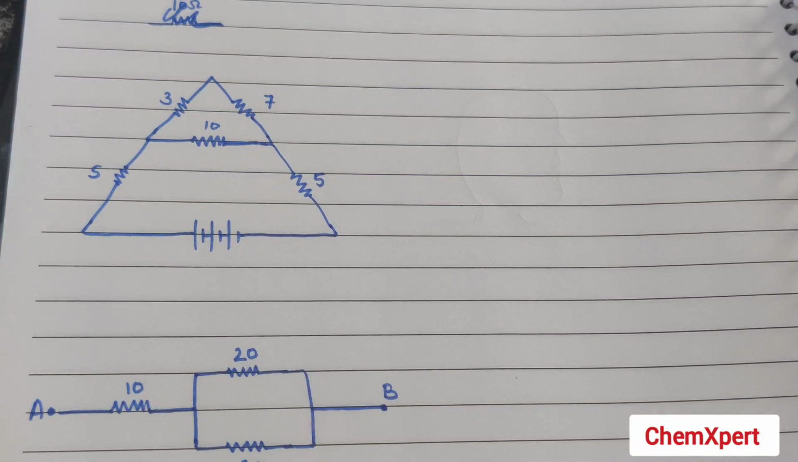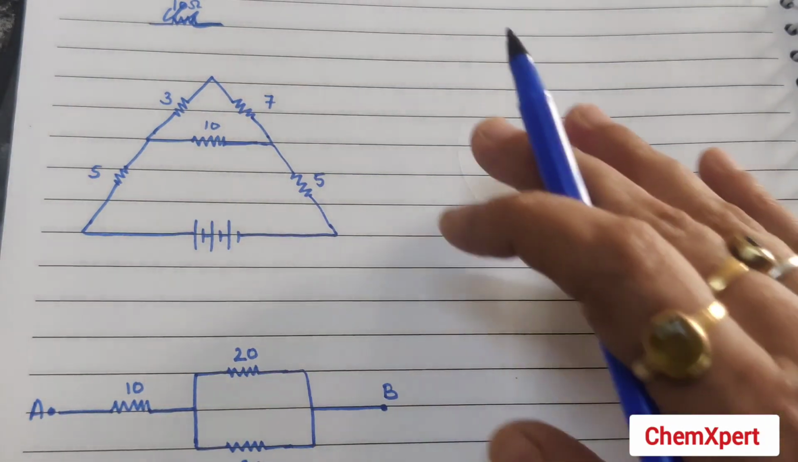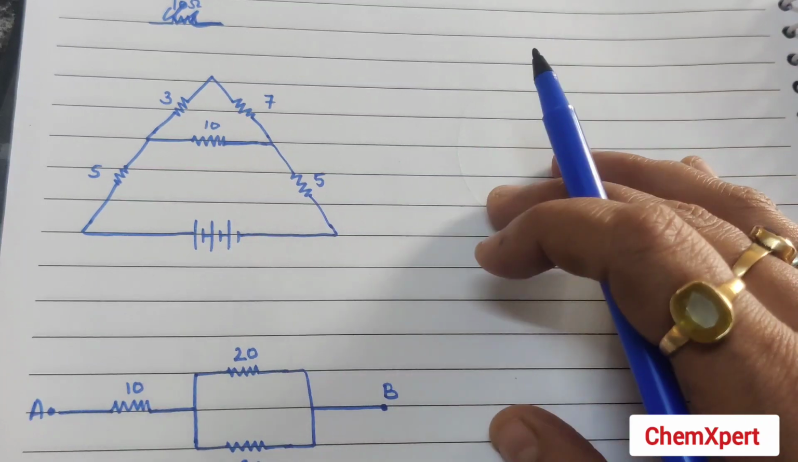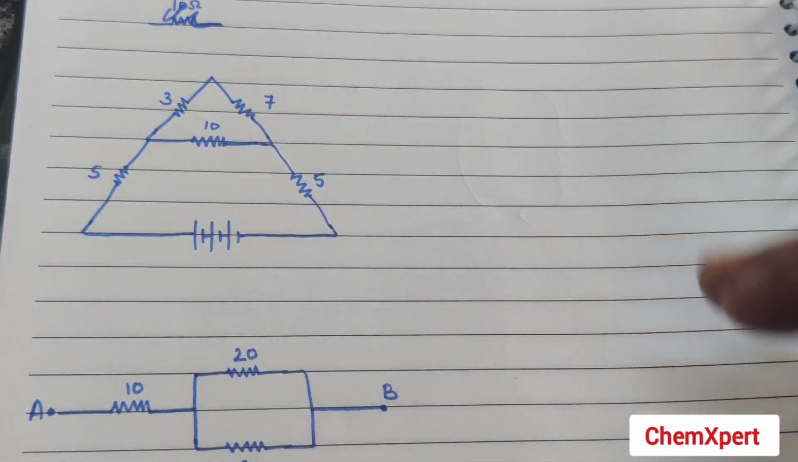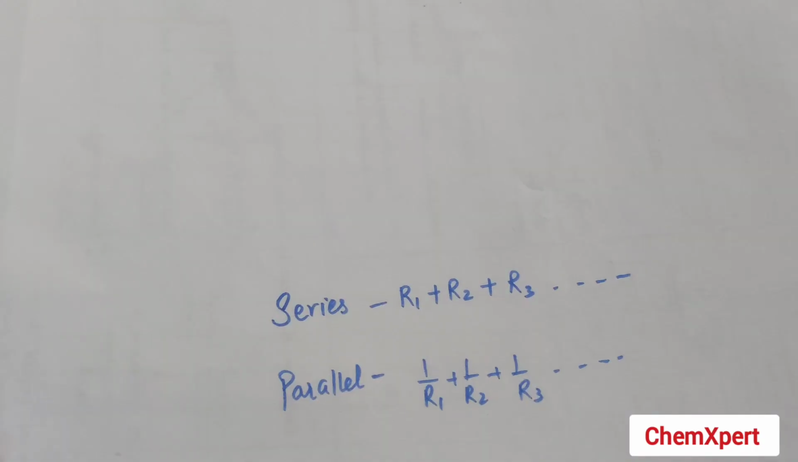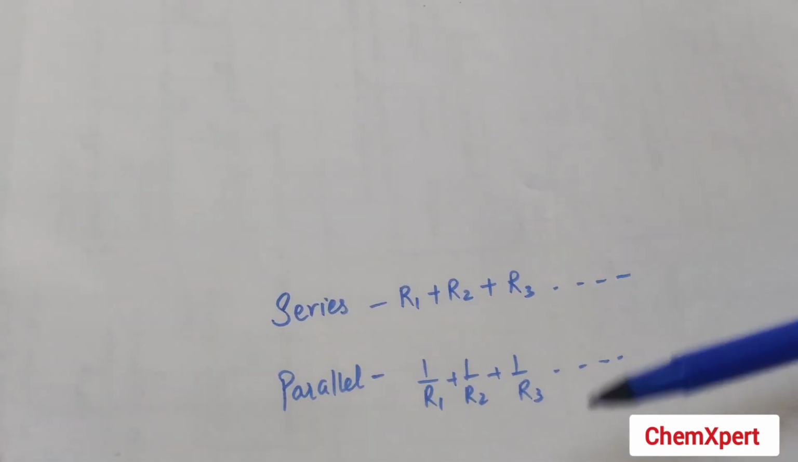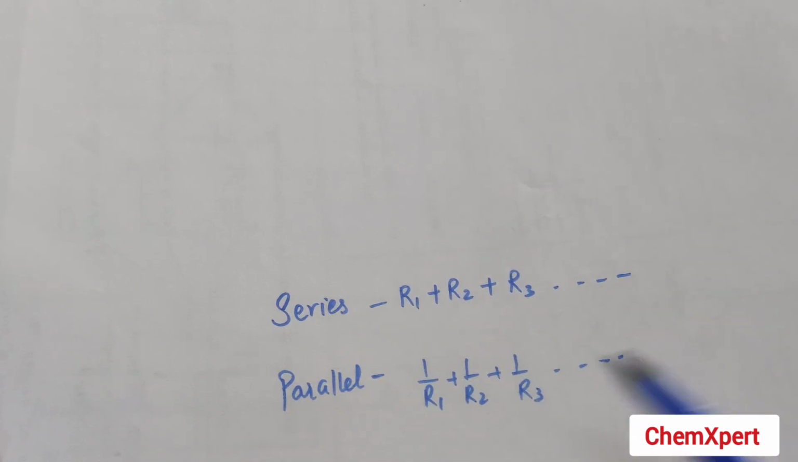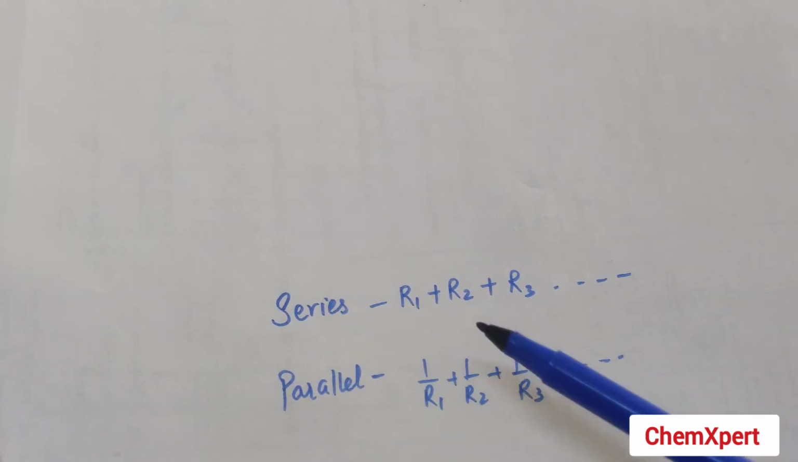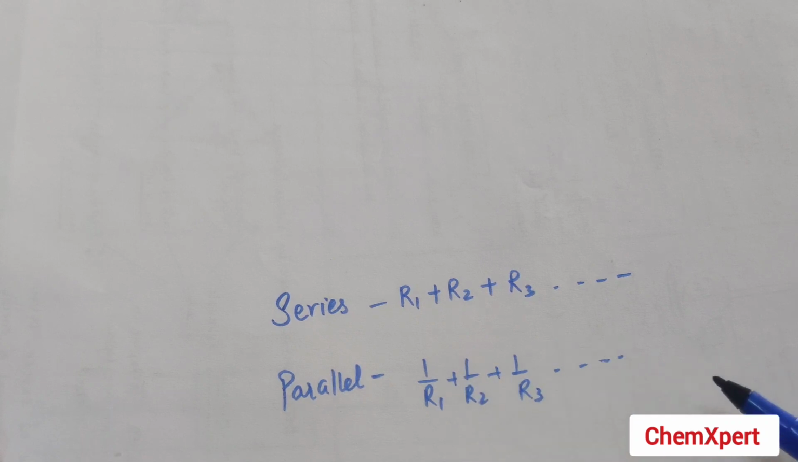Hello everyone, in this video we will discuss the previous year numericals from the class 10th science chapter electricity. So these are the numericals based on the series and parallel resistance. These numericals are based on two concepts: in series the net resistance is the sum total of all the resistances, whereas in parallel it is the reciprocal of the sum total of the reciprocals of all the resistances.